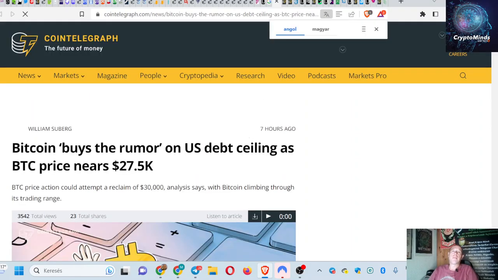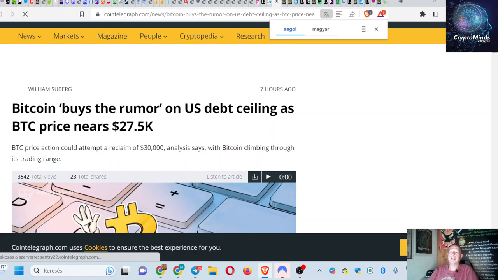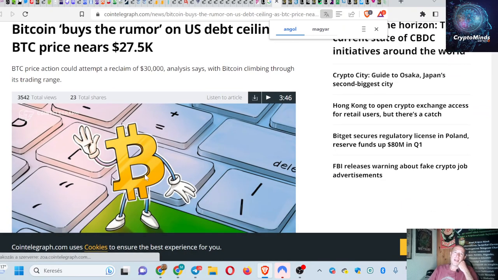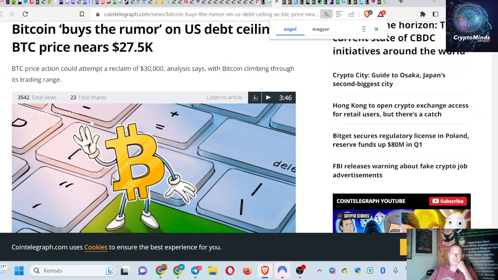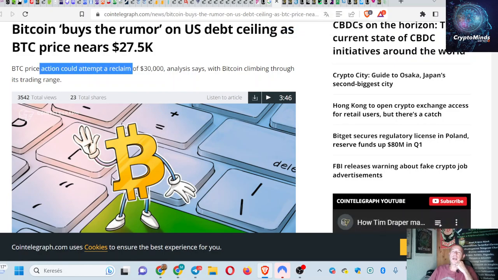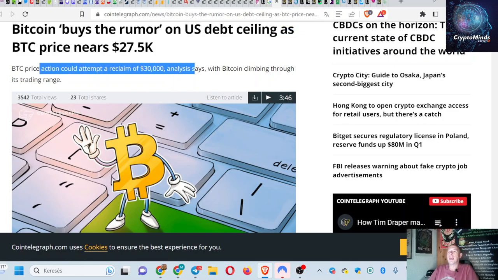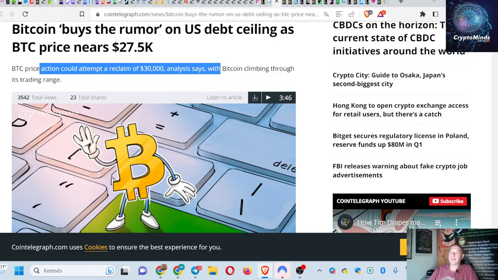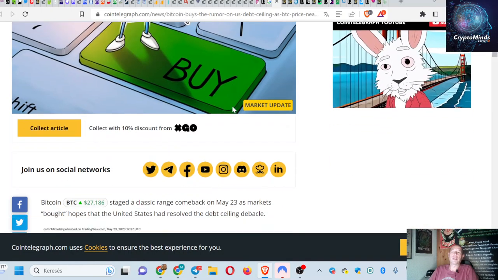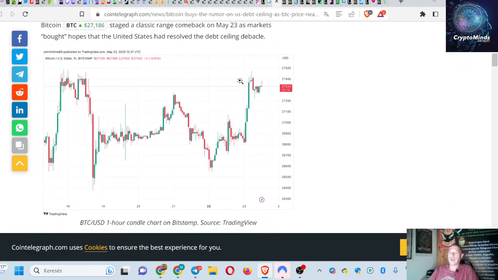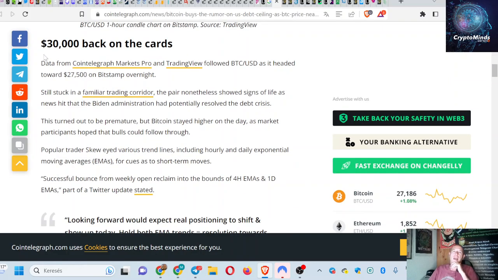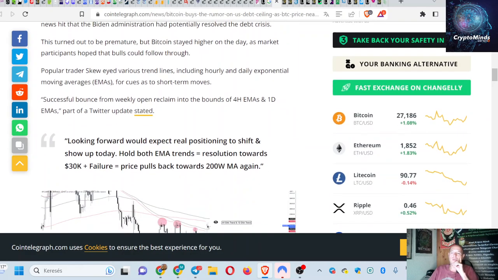Let's go and check out our first news: Bitcoin buys the rumors on the US debt ceiling as BTC price nears $27,500. BTC price action could attempt a reclaim of $30,000, analysis says, with Bitcoin climbing through its trading range. So there is a trading range, and $27,500 is the top of this trading range on the 1 hourly, and $30,000 is back on the cards if it flips this trading range.